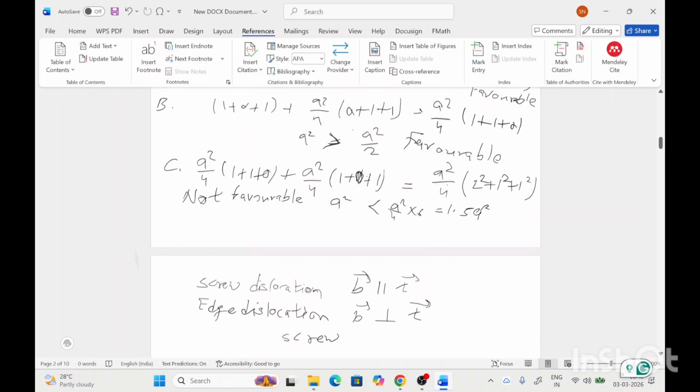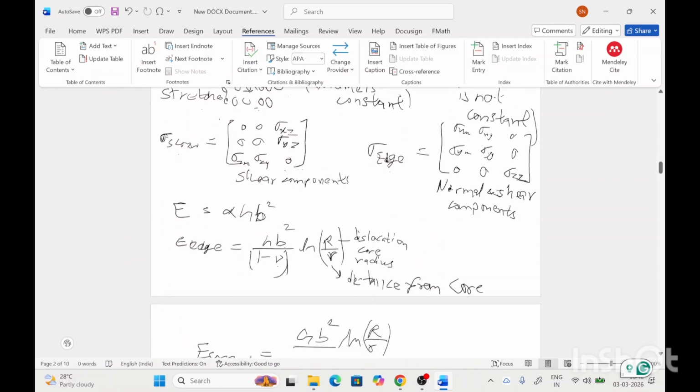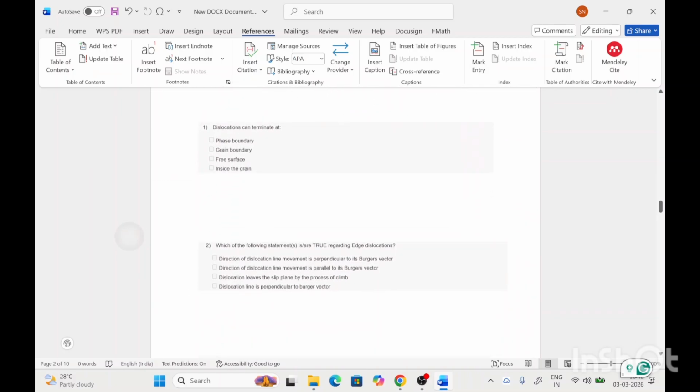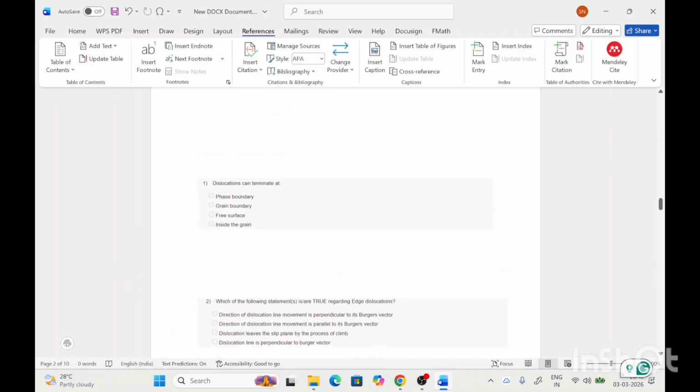Okay, so we will discuss some assignment questions also. These assignment questions are from the previous year. We are asked whether a dislocation can terminate at a phase boundary, grain boundary, free surface, or inside a grain. So can you tell which option is correct?